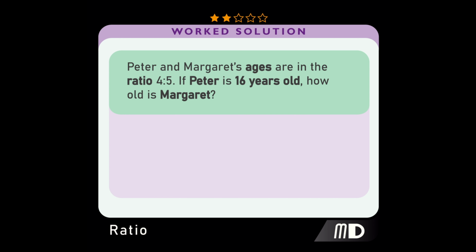The ratio we've been given is 4:5. In the context of their age, that means if Peter is 4 years old, Margaret is 5. It also means that if we double Peter's age, we double Margaret's age. So when Peter is 8 years old, Margaret is 10 years old.